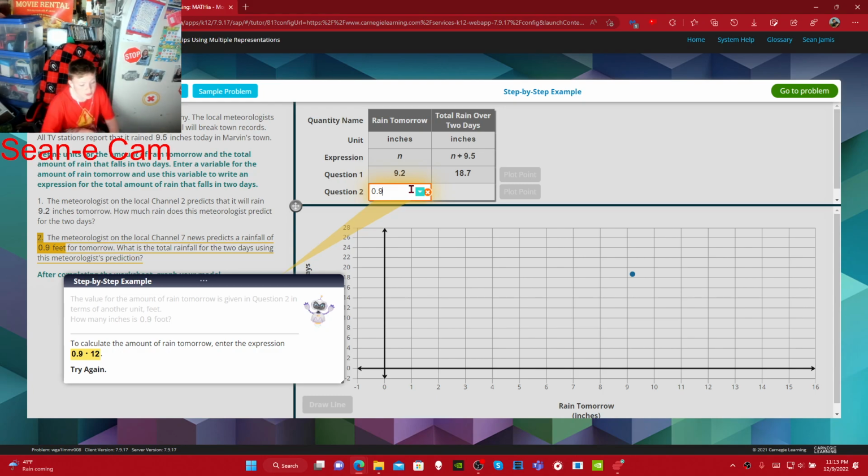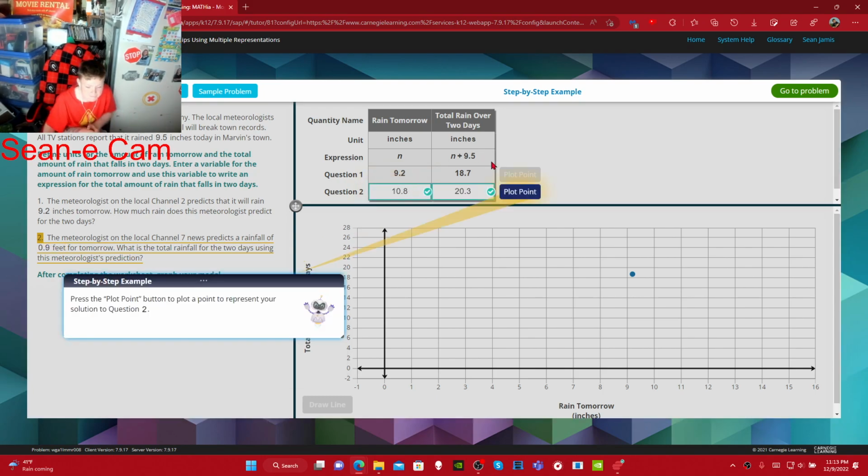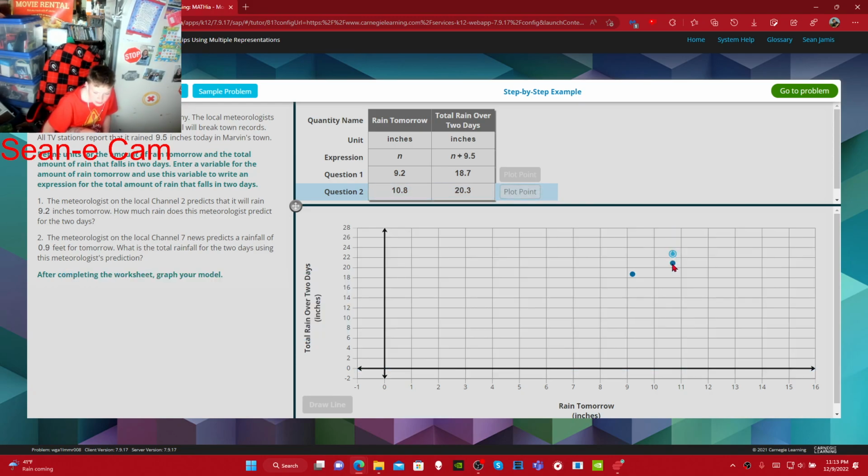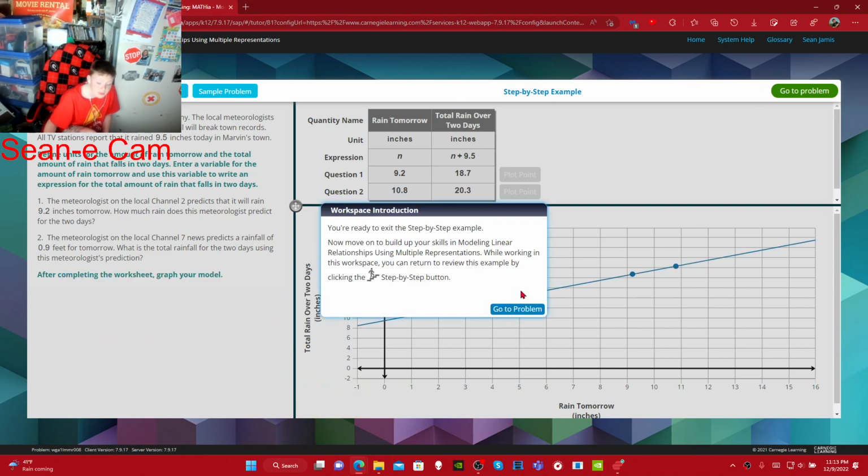And of course, do this for the next one. Oh, sorry, times 12. Then we'll plot that, so 10.8, so enough there. 3. And then draw a line. And we're done. The end.